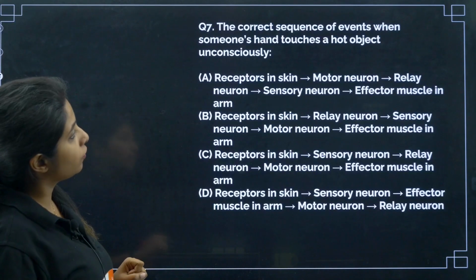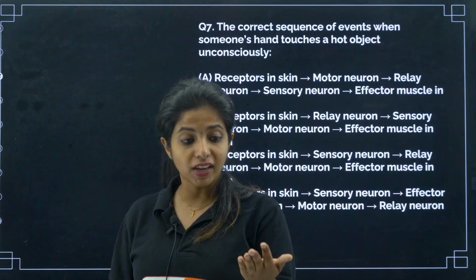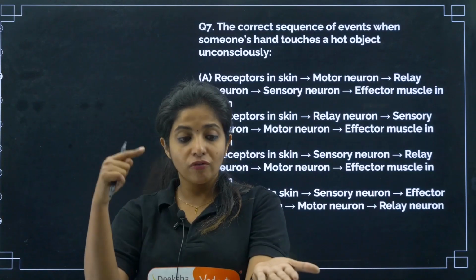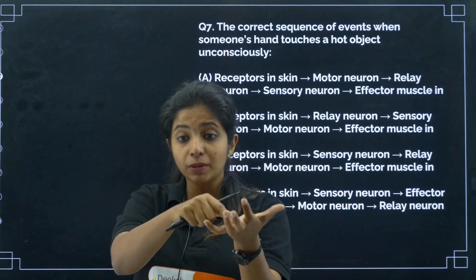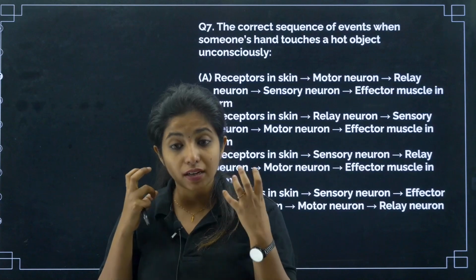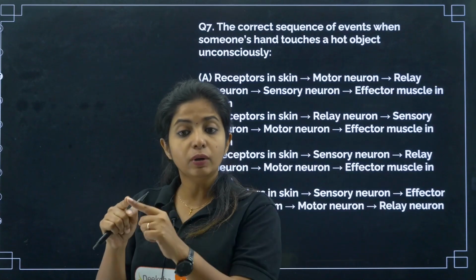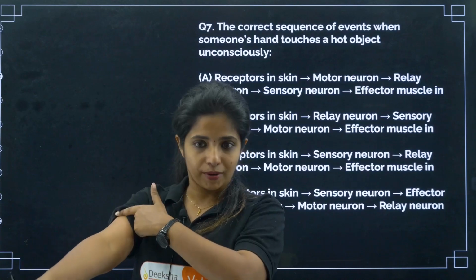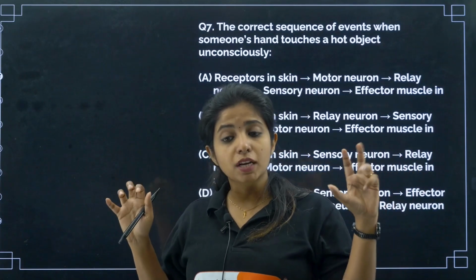The correct sequence of events when someone's hand touches a hot object unconsciously. For example, I have a hot pan, I touch it. So when I touch it, my body has to understand that there is something hot. Who is the one that senses it? It is the receptors. There are sensory receptors present on our skin. They will sense it, and now they will send a signal to the sensory neuron. The sensory neuron is the one that will take the signal that something has happened.